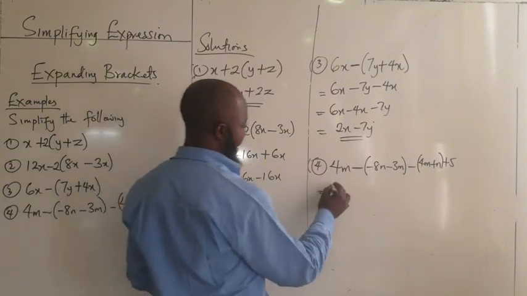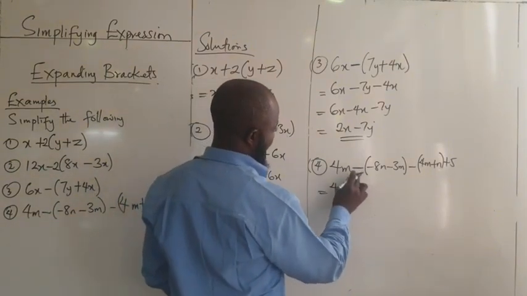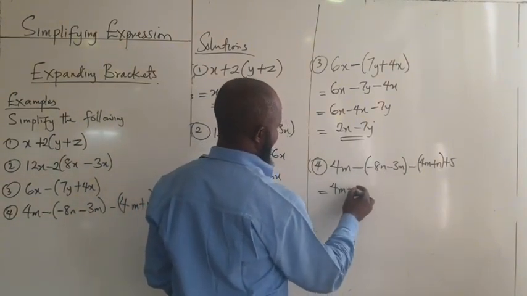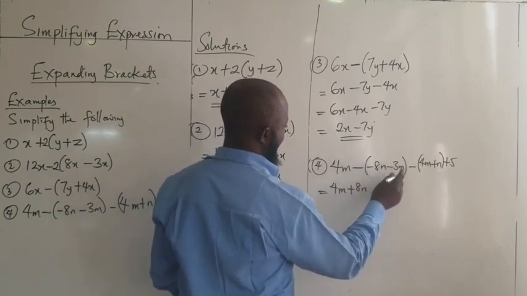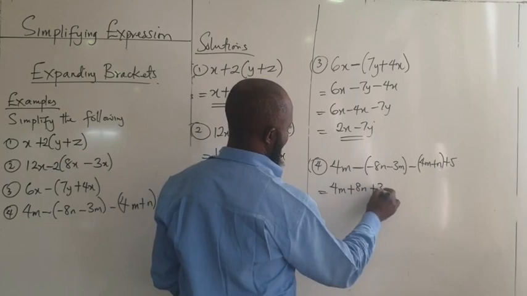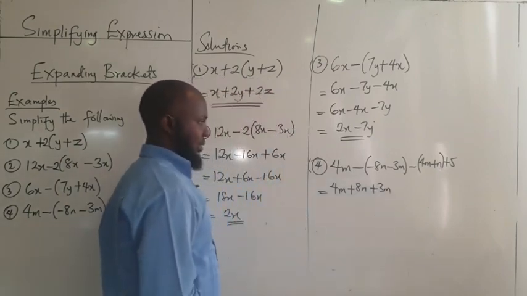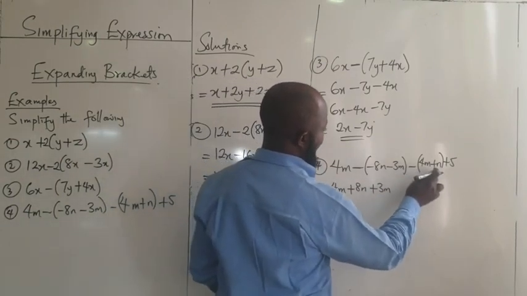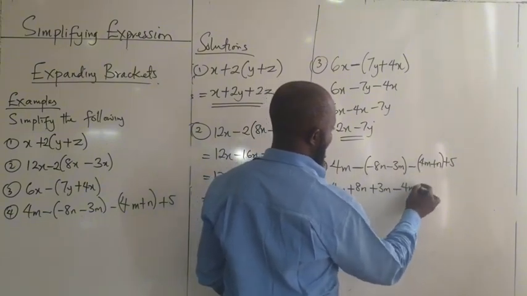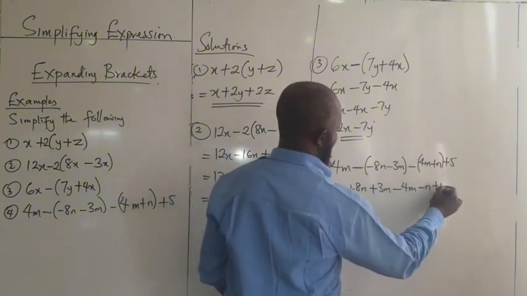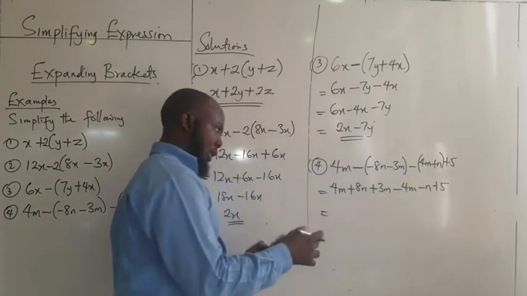So that means we're going to have 4m, minus times minus 8n, that gives us plus 8n. Minus times minus 3n gives us plus 3n. I hope I'm making sense. Then this minus will also open this: minus 4m, minus times plus is minus n. Plus 5.